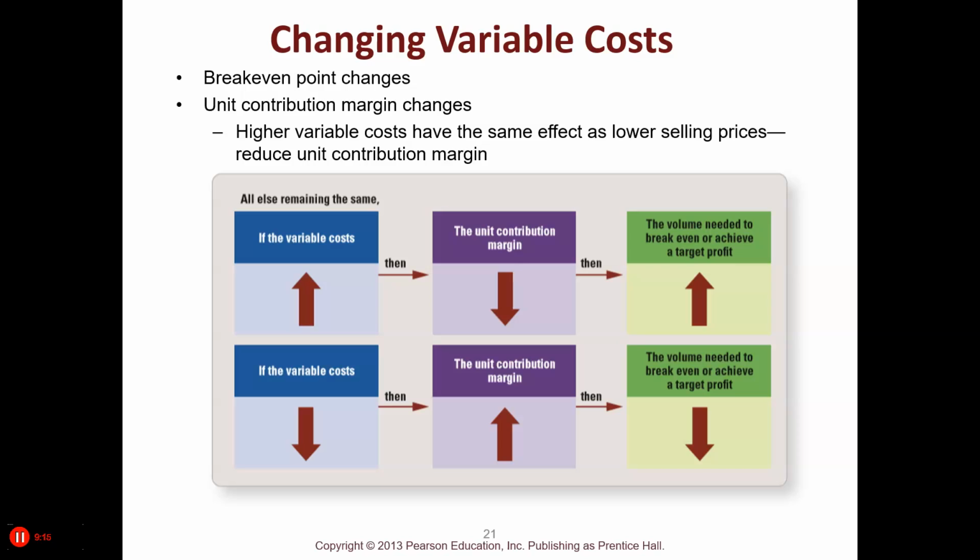Now, changing variable costs changes the break-even point and the unit contribution margin. Higher variable costs have the same effect as lower selling prices, reducing unit contribution margin. So, if the variable costs go up, the unit contribution margin goes down, and the volume needed to break even or achieve a target goes up. If the variable costs go down, then the unit contribution margin goes up, then the volume needed to break even or achieve a profit goes down.